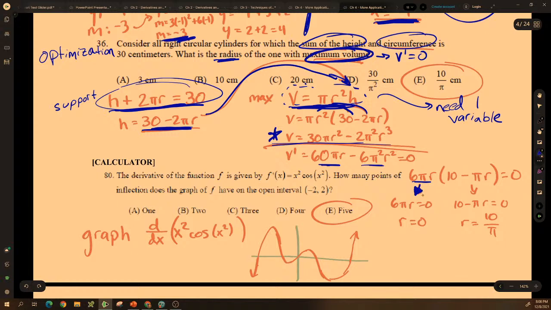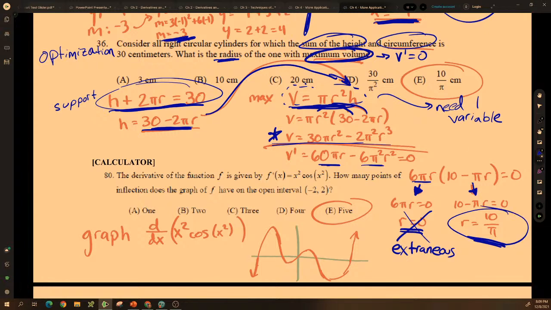When I set this part to 0, I get 6 pi r equal to 0, which is r is 0. When I set this part to 0, I get 10 minus pi r equals 0, which gives me r equals 10 over pi. Both of these are answers, but r equals 0 would kind of be an extraneous solution. It's a solution that I get, but it doesn't make any sense in the context of the problem. I can't have a cylinder with a radius of 0. It wouldn't be a cylinder. So this is the one that makes sense, and that's choice E.